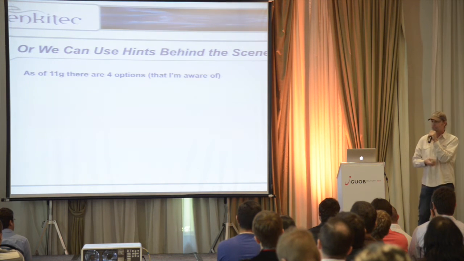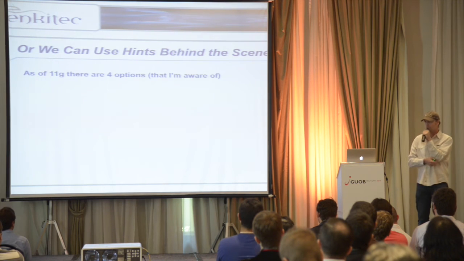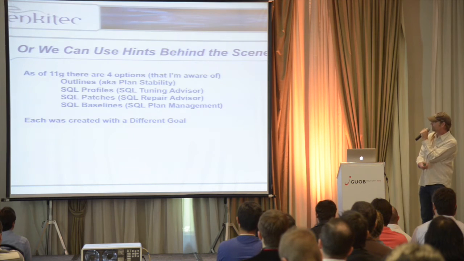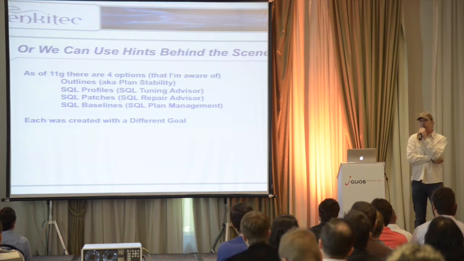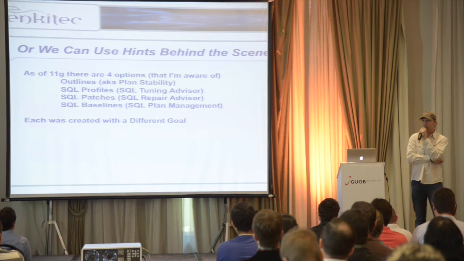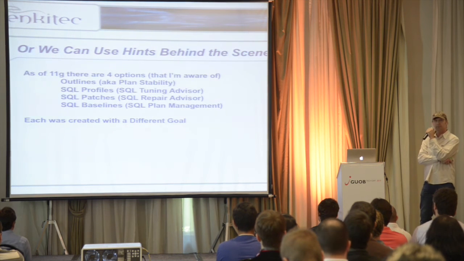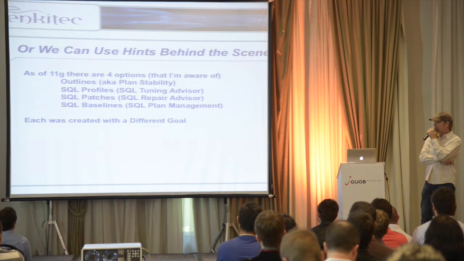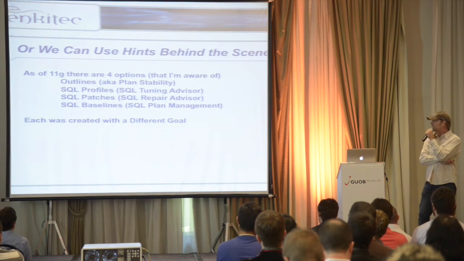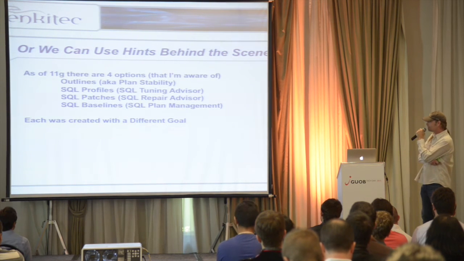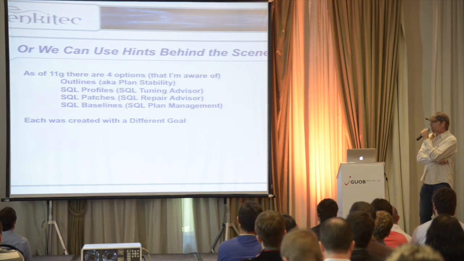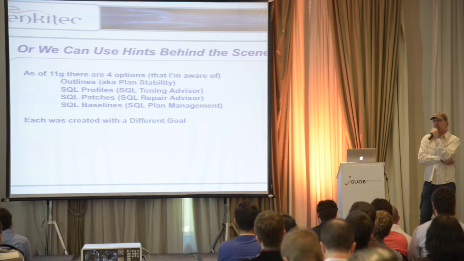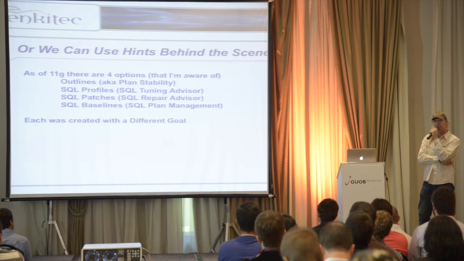The idea with these techniques is all to use hints for a single query behind the scenes. And there's basically 4 options as of 11g. I've already mentioned all 4 of them. Outlines is the one that came about in version 8 that I hope nobody's using at this point. Profiles came about in version 10, as did SQL patches, I think. And then baselines showed up in 11. All of them had different goals, so they weren't really all designed to do the same thing, but they all use the same basic mechanism.